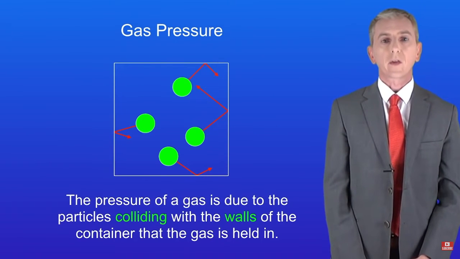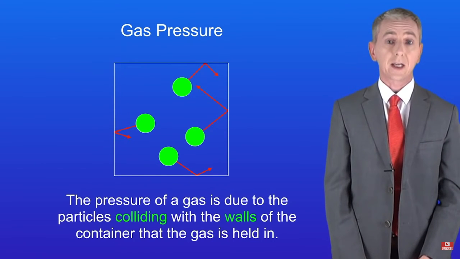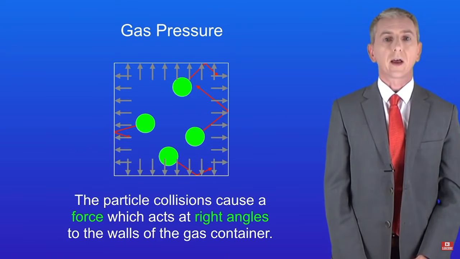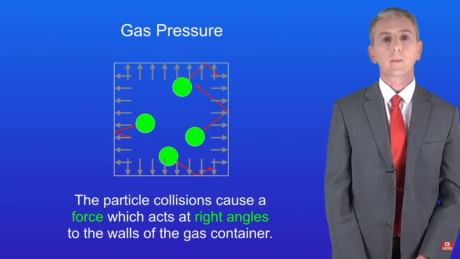In the last video, we saw that the pressure of a gas is due to the particles colliding with the walls of the container that the gas is held in. Now, the first key fact that you have to understand is that the particle collisions cause a force which acts at right angles to the walls of the gas container.